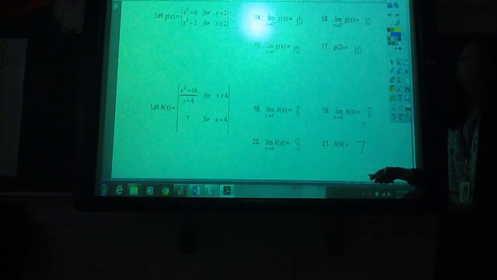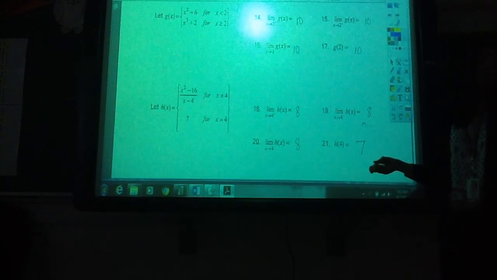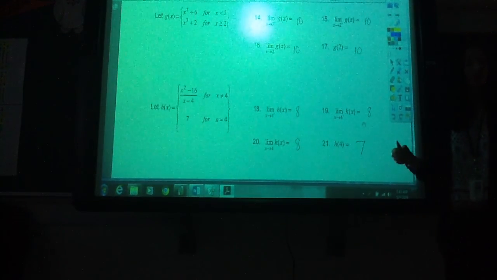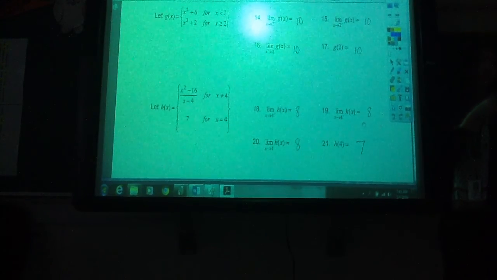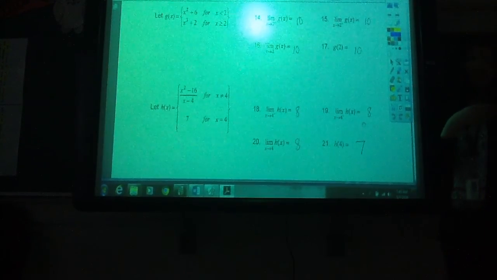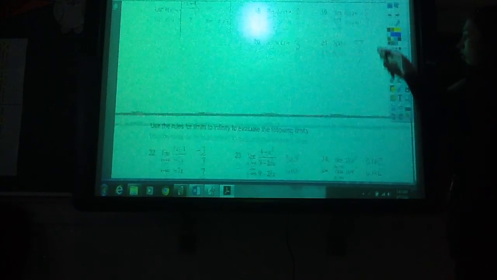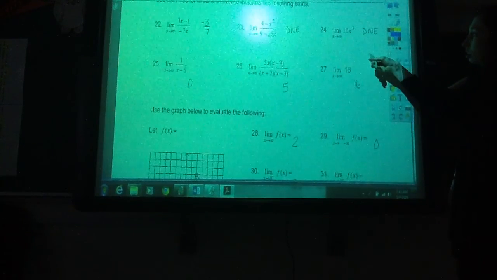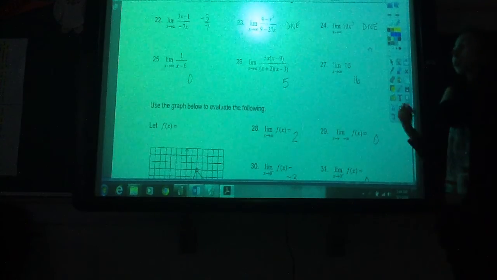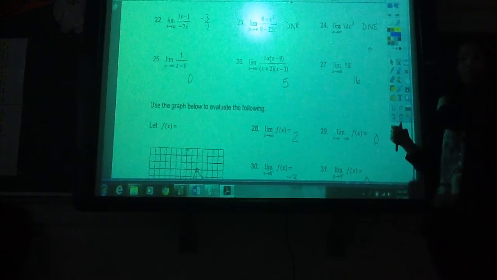Are there limits to infinity? No, you could have infinity as an answer, but I will not ask you as x goes to infinity or as x goes to negative infinity. Alright, on the back. So this is review from last class, but not review for your quiz.